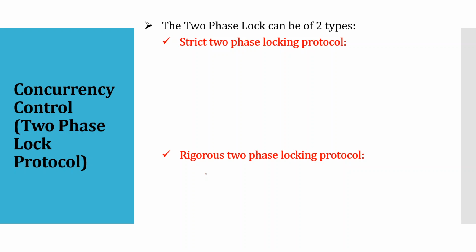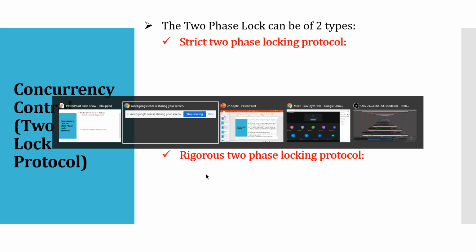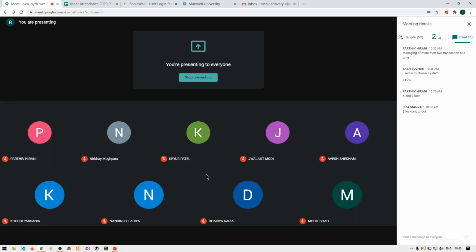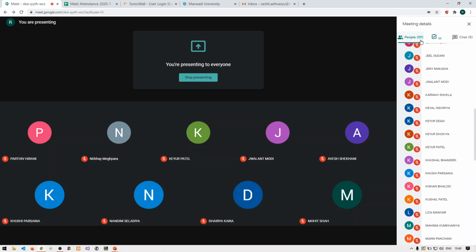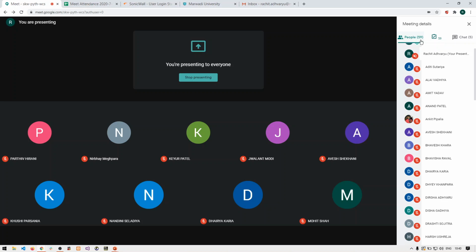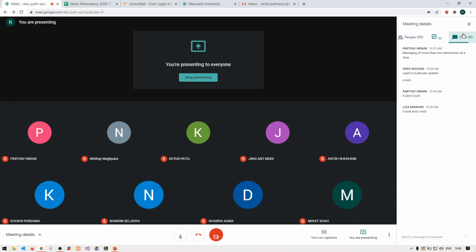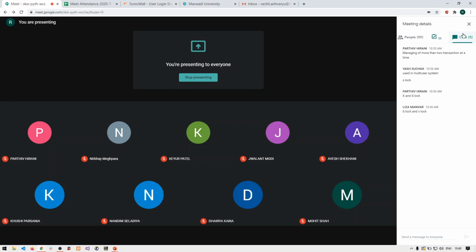Can anyone tell me what is strict two-phase locking? What do you mean by strict two-phase locking?